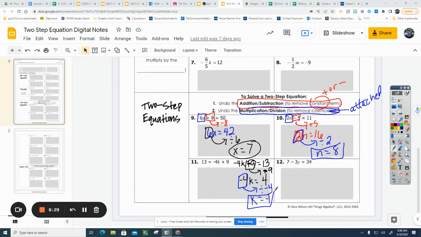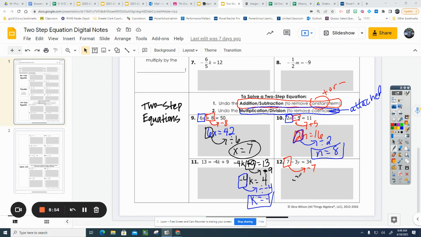Be aware, the next 6 you guys are going to try independently. Okay, so this one, I'm going to move the 7 first. Is that a positive 7 or a negative 7? Positive 7. So the opposite would be subtract 7.